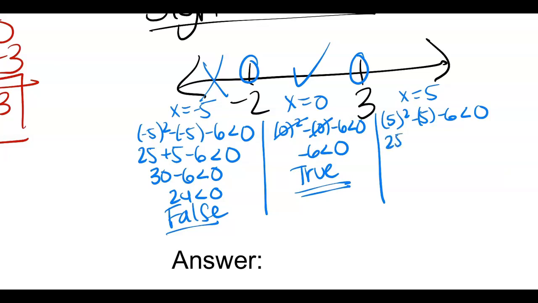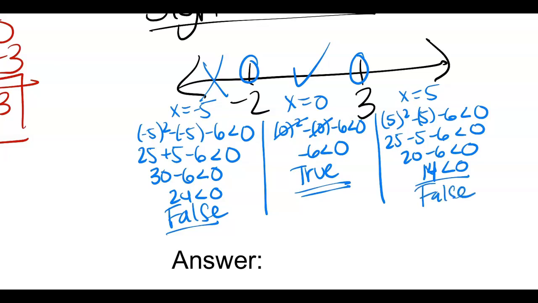5 squared is 25 minus 5 minus 6. 25 minus 5 is 20. And 20 minus 6 is 14. Okay, well, let's read this. 14 is less than 0. Is that statement true? No, it's not. This is false. So since that's false, you're not going to have your solution set in this area either. When you get true statements, that's where your solution is going to be. So your solution is going to be in between -2 and 3.